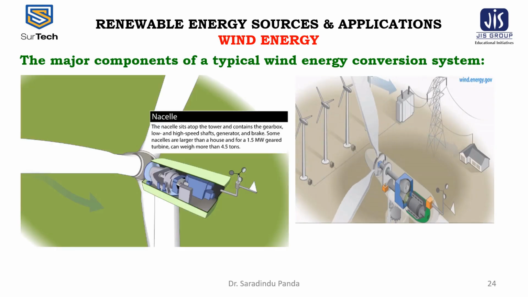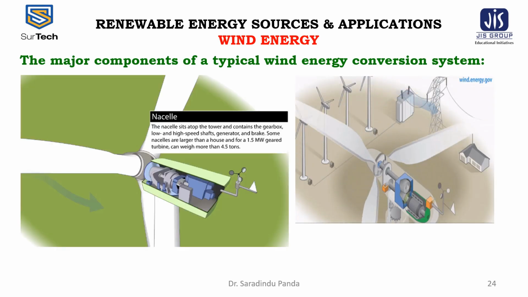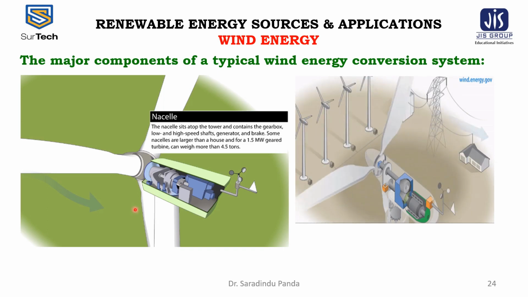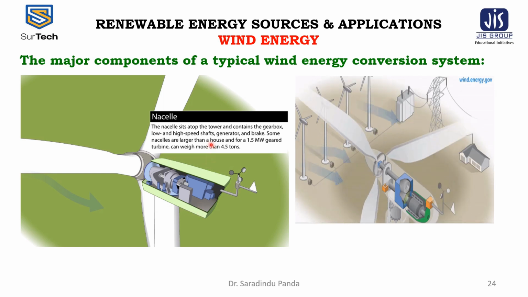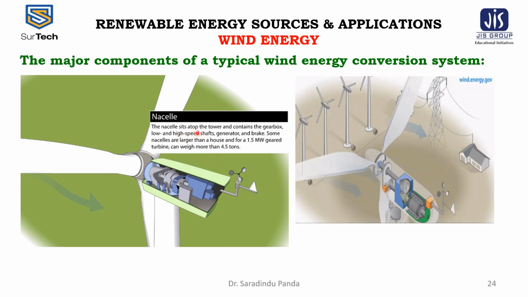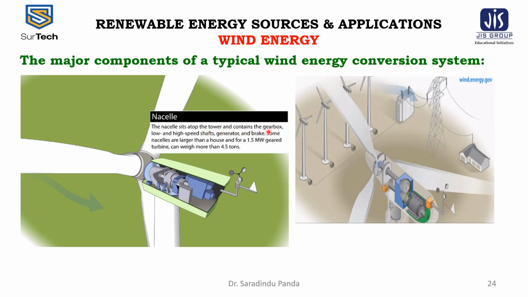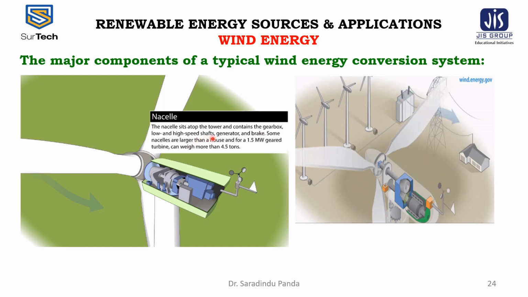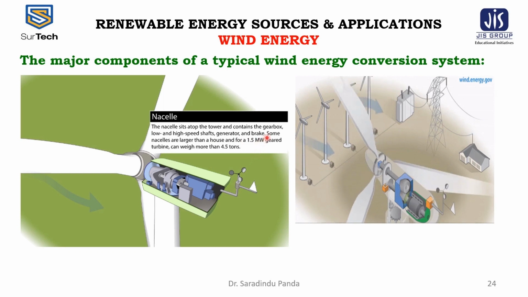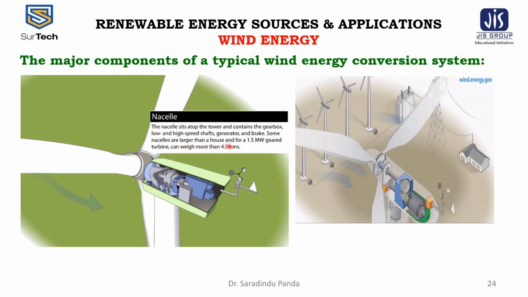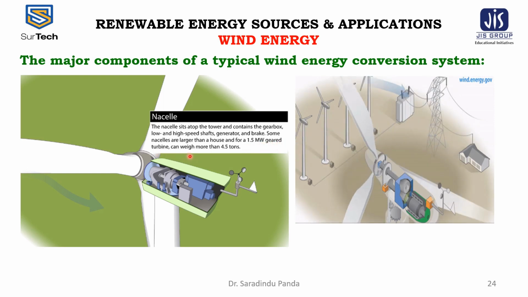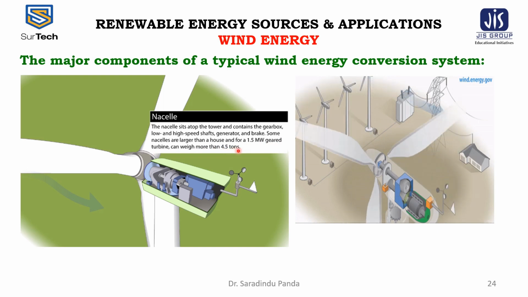Next component is the nacelle. The nacelle sits atop the tower. These are the nacelles. This is 1 and 2. This is the upper and this is the lower. The nacelle sits atop the tower and contains the gearbox, low and high speed shafts, generator and brake. This is actually the cover. Some nacelles are larger than a house, and for a 1.5 megawatt geared turbine can weigh more than 4.5 tons.